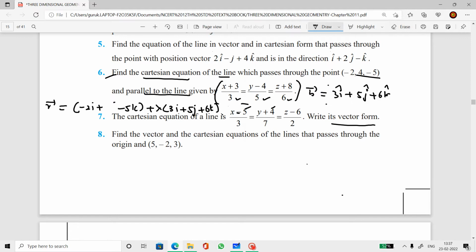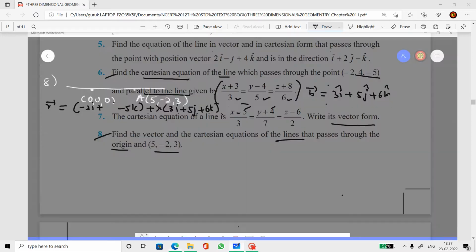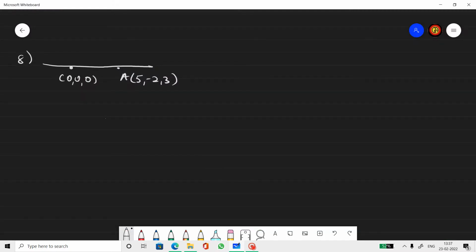Find the vector and the Cartesian equation of the line that passes through the origin and a point. This is an interesting question, so I like to do it on the blackboard. So a line that is passing through the origin, which is (0, 0, 0), and passing through point A.